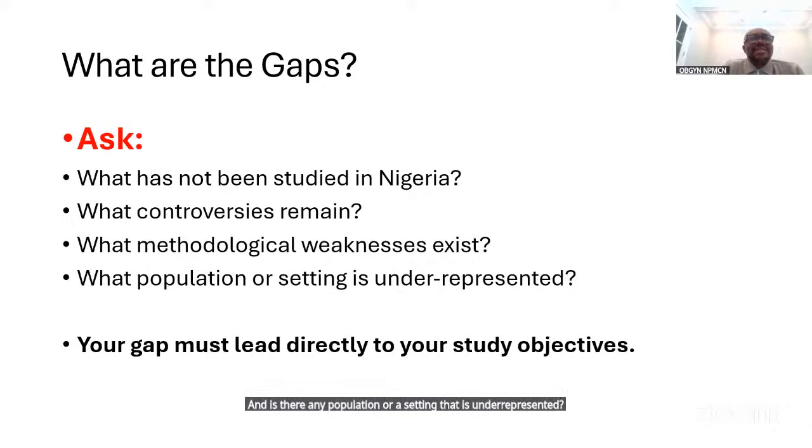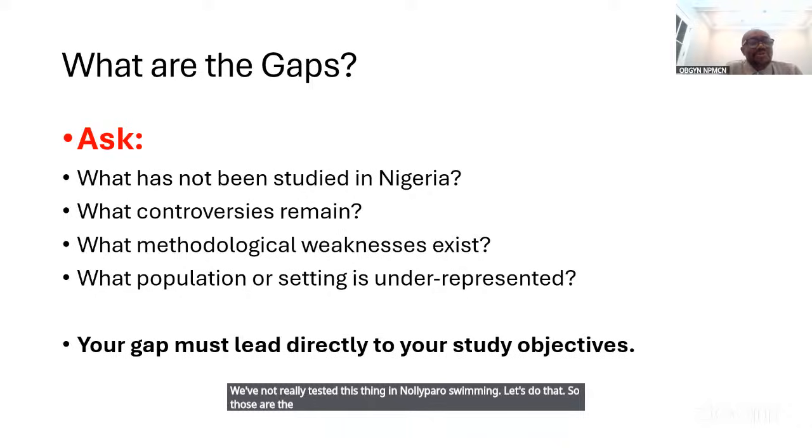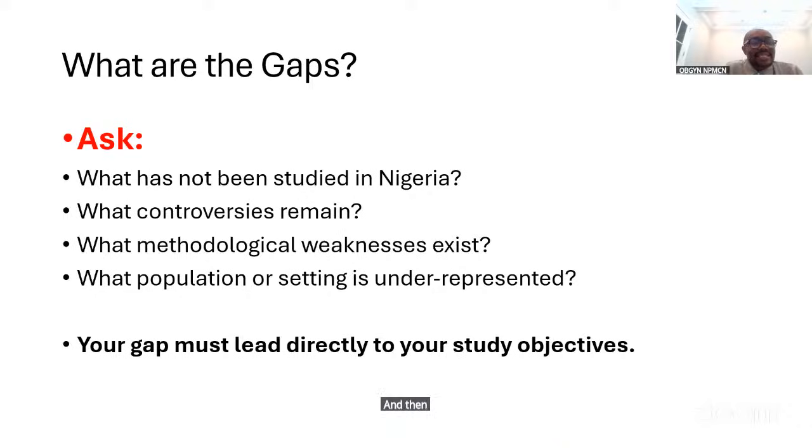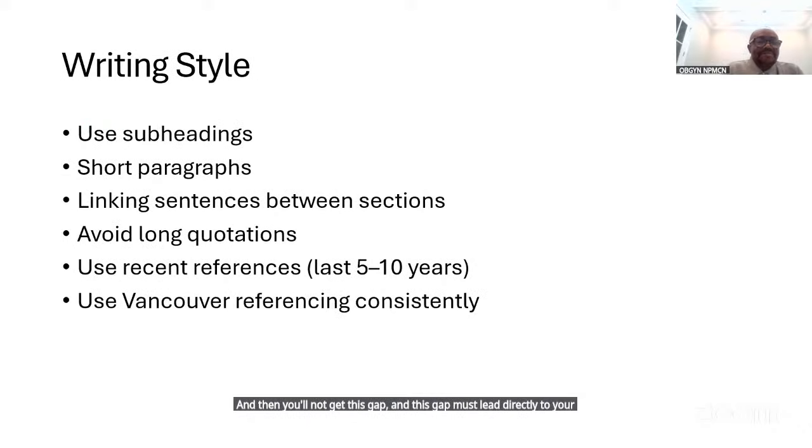You say, oh, every time it is just the multiparous women. We've not really tested this in nulliparous women. Let's do that. So those are the questions you ask, and then you get the gap, and this gap must lead directly to your study objective.